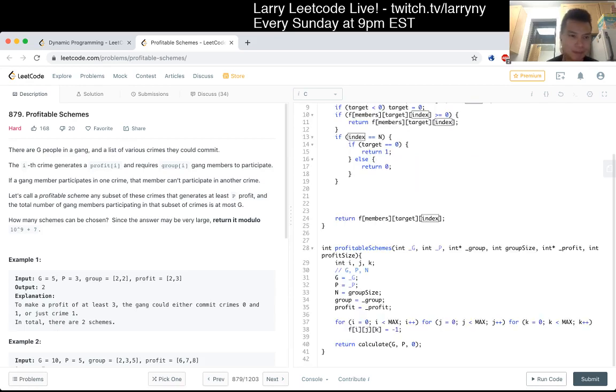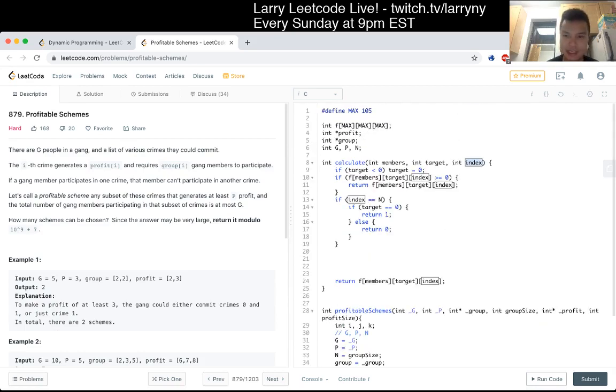So yeah, in this case, it is the index to the suffix of profit. So if index is 0, that means you're looking at the 0th element of profit and group sub 0 and so forth. I mean, maybe it'll become slightly clearer once I type the next line out in a bit.